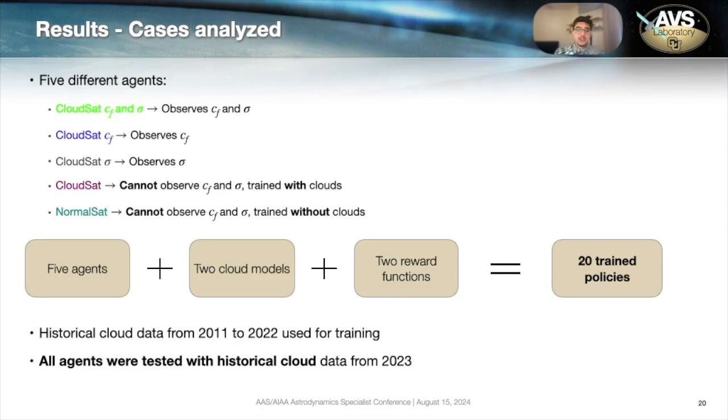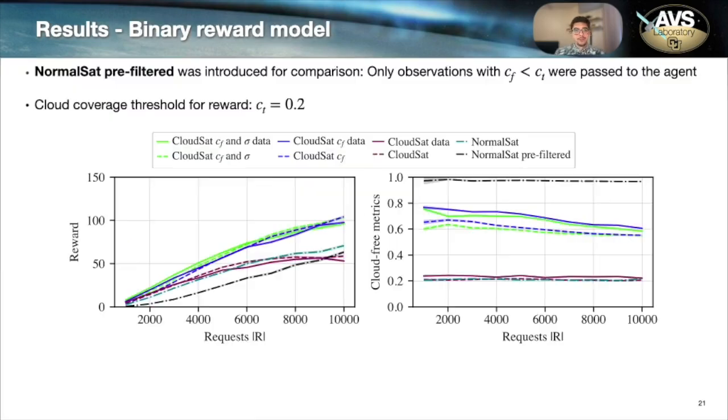So we have 5 agents, 2 cloud models, and 2 reward functions, resulting in 20 trained policies. The cases trained with historical cloud data use information from 2011 to 2022, and all agents were tested with historical cloud data, including those trained with the stochastic model, and use information from 2023.